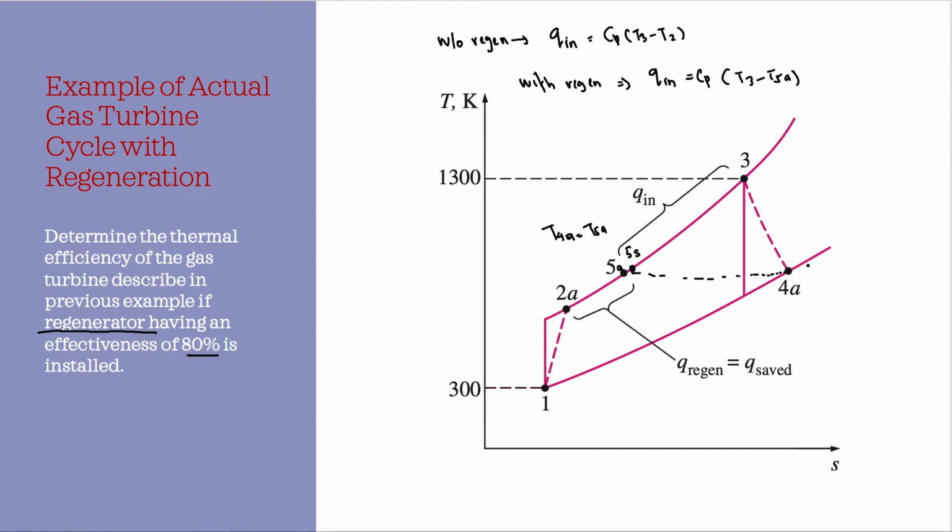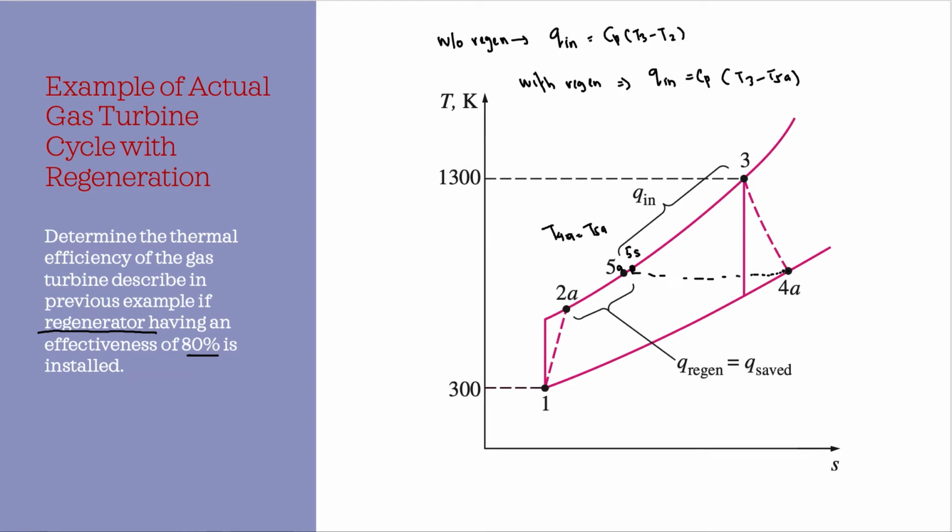And the compressor and turbine have an isentropic efficiency. Therefore, there will be T2A and T4A. But now for this question, we install the regenerator, and the regenerator has an effectiveness of 80%, which means it has an efficiency of 80%. So there will be 5S and 5A.